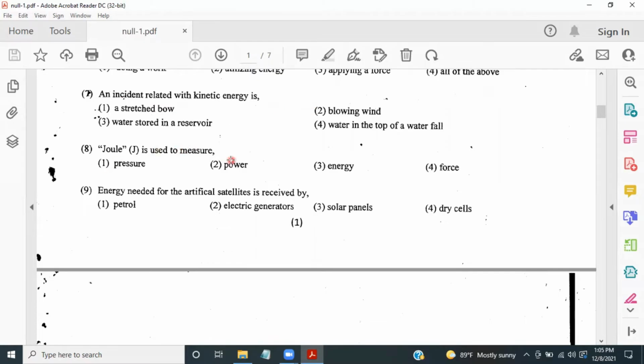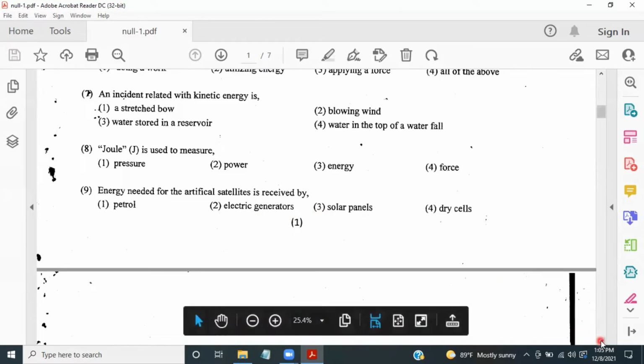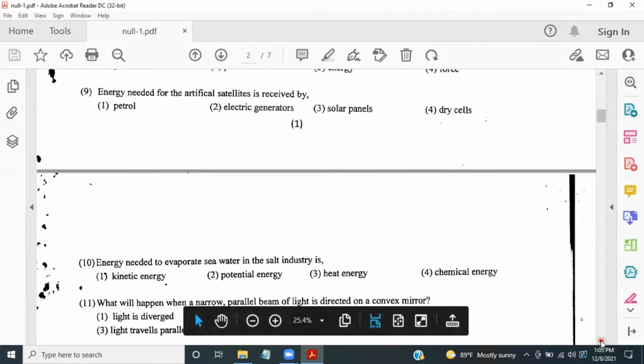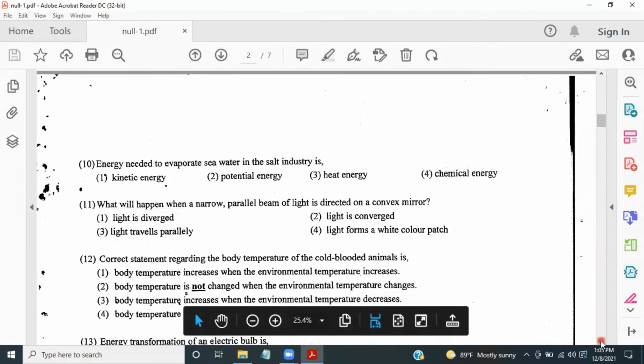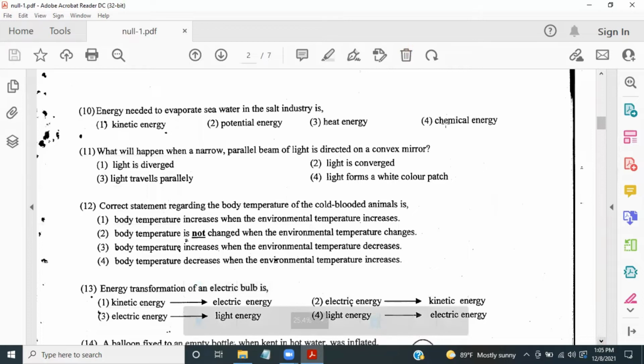Joule is used to measure energy. Answer number 3. Energy needed for the artificial satellites is received by solar panels. Answer number 3. 10th one, energy needed to evaporate seawater in the salt industry. Seawater is evaporated by heat energy.